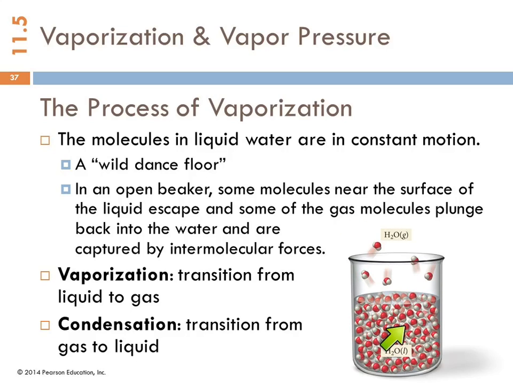So vaporization is the transition from liquid to gas. Condensation is the opposite, from a gas to a liquid. When the beaker is open, a lot of those molecules that make it into the gas state are going to escape. If it's closed, they're going to have the lid to bounce off of, and more of them are going to condense and get trapped again.